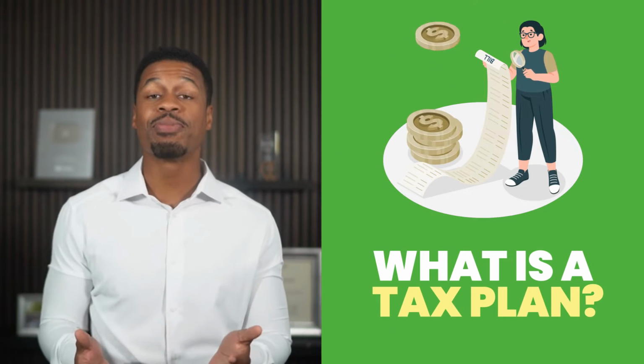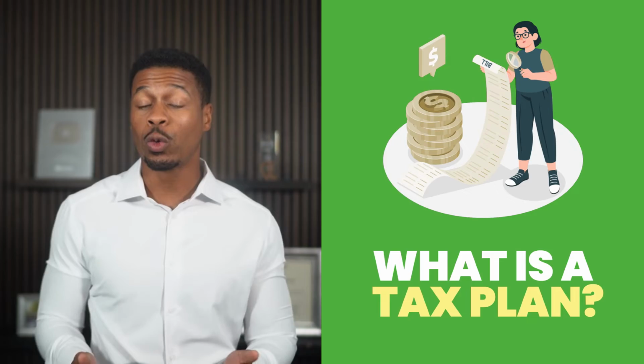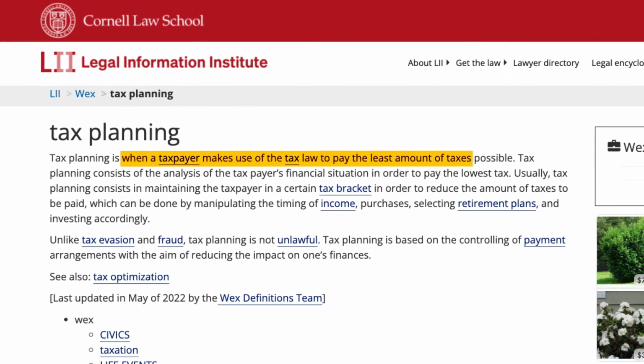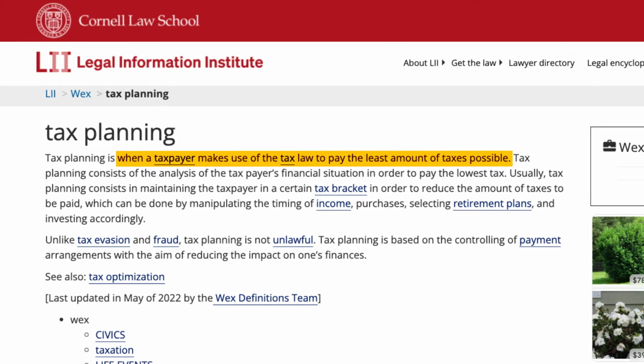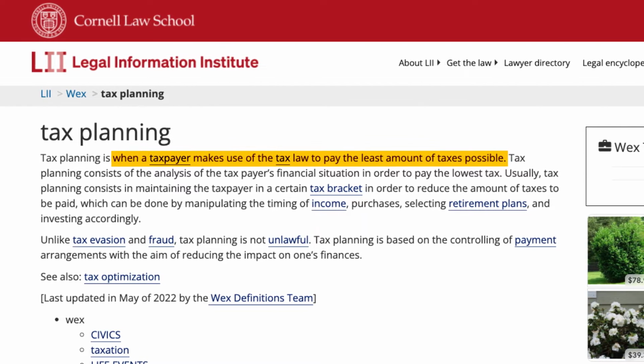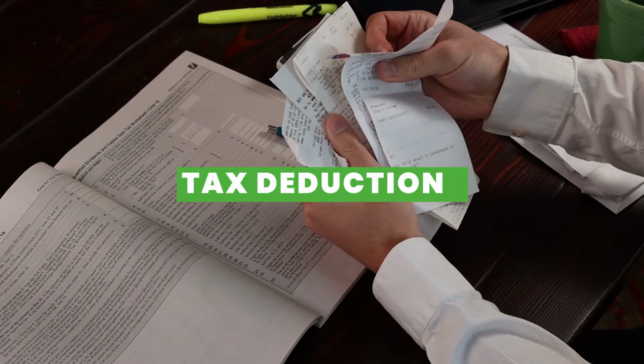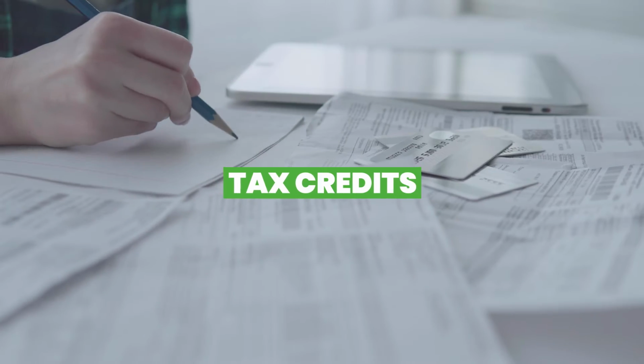All right, so let's properly define tax planning so you can understand how all of this works. So what is a tax plan? Here is my favorite definition. According to Cornell law, tax planning is when you use the tax law to, key phrase, pay the least amount of taxes possible. Now, the tax law consists of over 70,000 pages of tax deductions, tax credits, and other tax incentives that all help you pay less taxes.